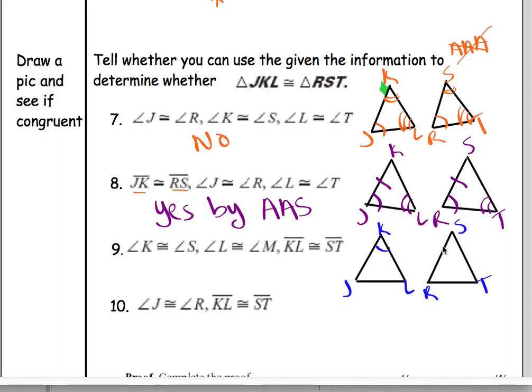K is congruent to S. L is congruent to M. Is there an M? No. Let's make this a T and just see what happens. They shouldn't be giving us random letters. I want to see what happens if they gave me a real letter here. If it was on a test with an M or something, you can ask me about that and I would definitely put no here, but I want to see what happens if it was the right letter there. And then KL and ST.